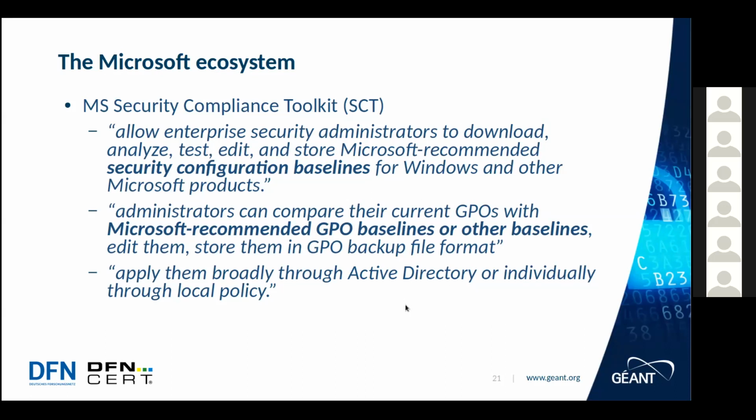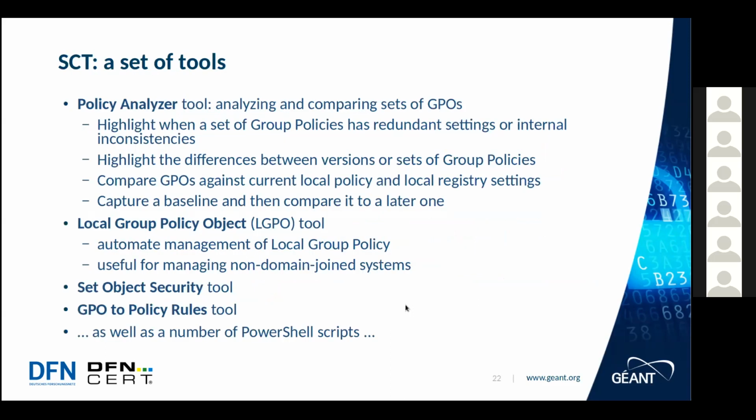And they can compare their current GPOs, their group policy objects, with Microsoft recommended baselines or other baselines. So it's not only about Microsoft. You can just download, for example, the CIS baseline for Microsoft Windows 10 and check it with the Security Compliance Toolkit as well. And of course, you can apply them broadly through Active Directory or individually through local GPOs. The Security Compliance Toolkit, the SCT, actually consists of a number of tools. The most important one is the tool called the Policy Analyzer. So this tool, I have a few screenshots coming up.